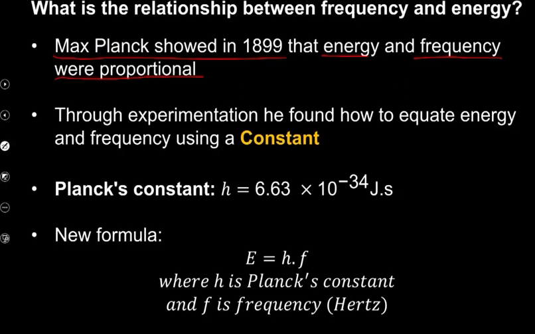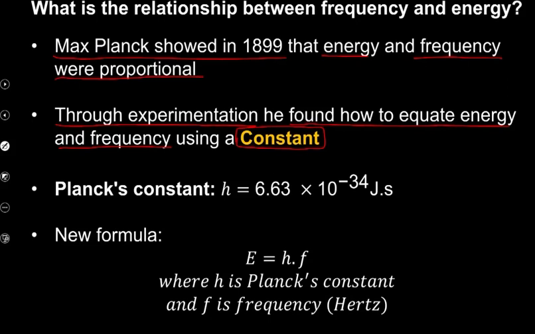So what did he do? Well, he did a series of experiments, and through experimentation, he found how to equate the energy and the frequency, i.e., how to get an equation that would give us how frequency and energy are related. To do this, he used a constant. Recall we mentioned the constant earlier. A constant is simply a variable in maths or physics that always has the same value no matter what.